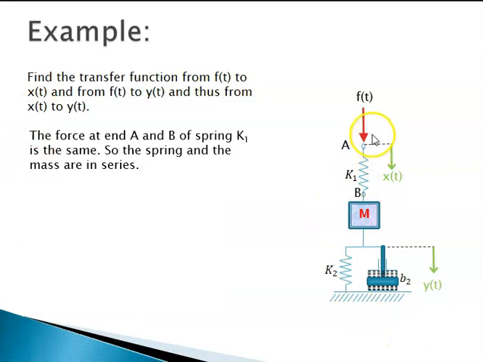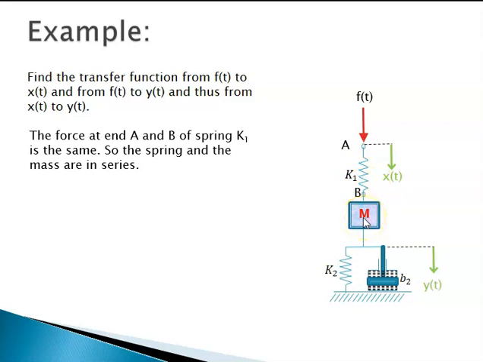If you carefully notice, the force at one end of the spring, F(t), is the same as the force at the other end of the spring. That is, force at A is equal to force at B, because the same force is going through the spring. K1 and M are in series. That is what we noted here. The force at ends A and B of spring K1 is the same. That force is going to M also. That is, F is going through K1 and F is going to M. So the spring K1 and M are in series.